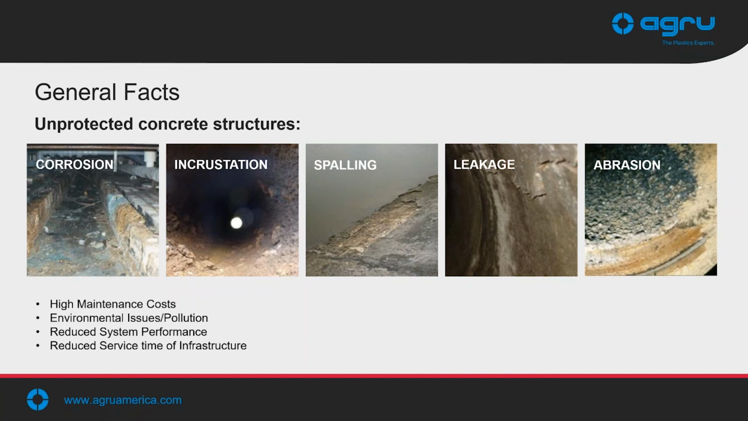We can have spalling, we can have leakage, which could be caused by cracks, or from seismic activity, or other poor placement of a pipeline. We can have leakage that is caused by root infiltration. And we can also have abrasion. So we want to address each one of those.